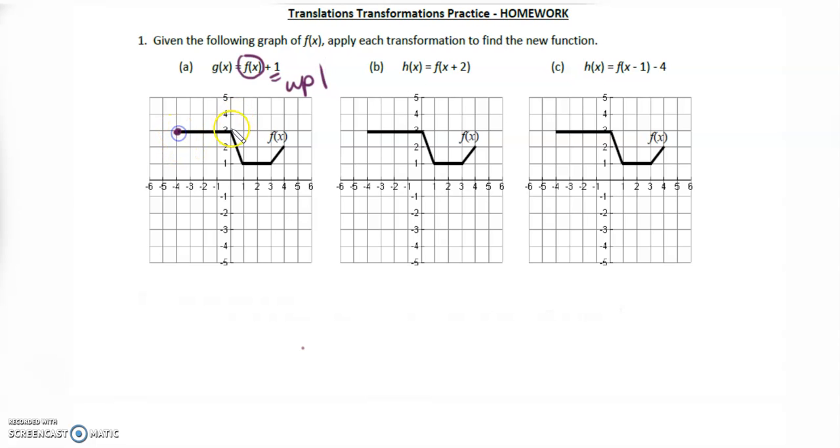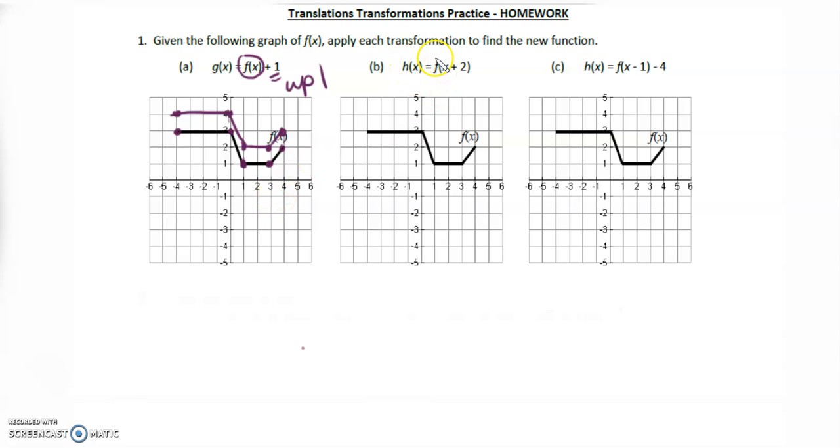I'm going to label the main points. Those are like turnaround points. And I'm just going to move all of them up 1. Because we're given a graph, we can just do this graphically. We don't have to write it in a table of values. So graphically that goes up 1.